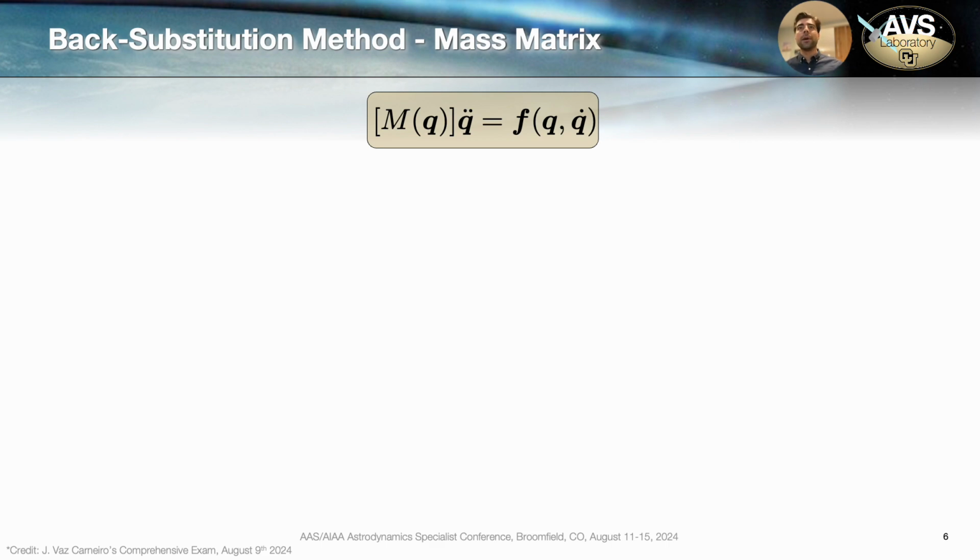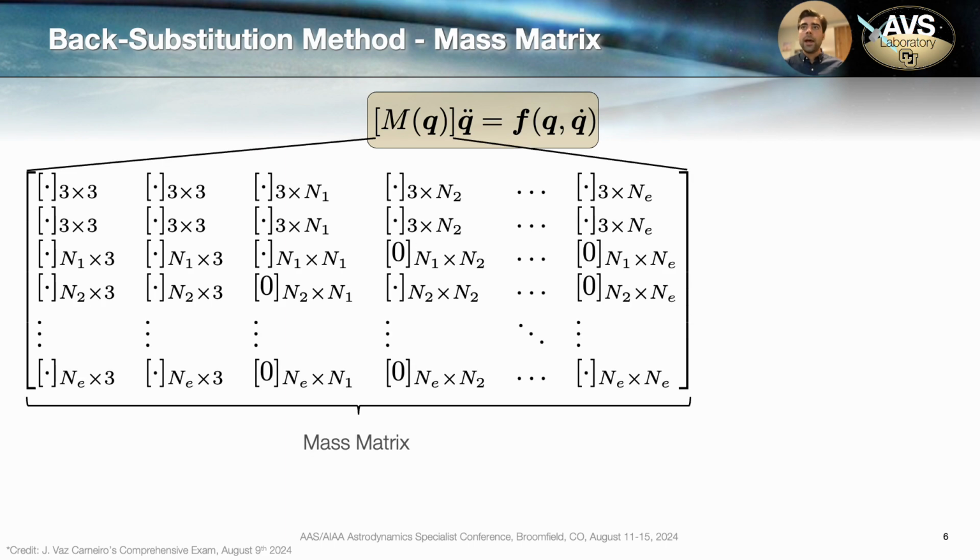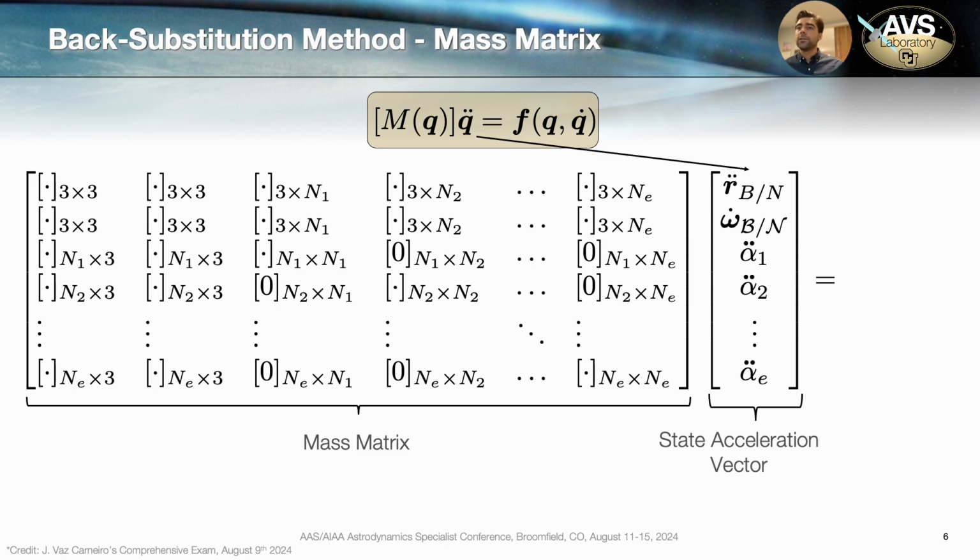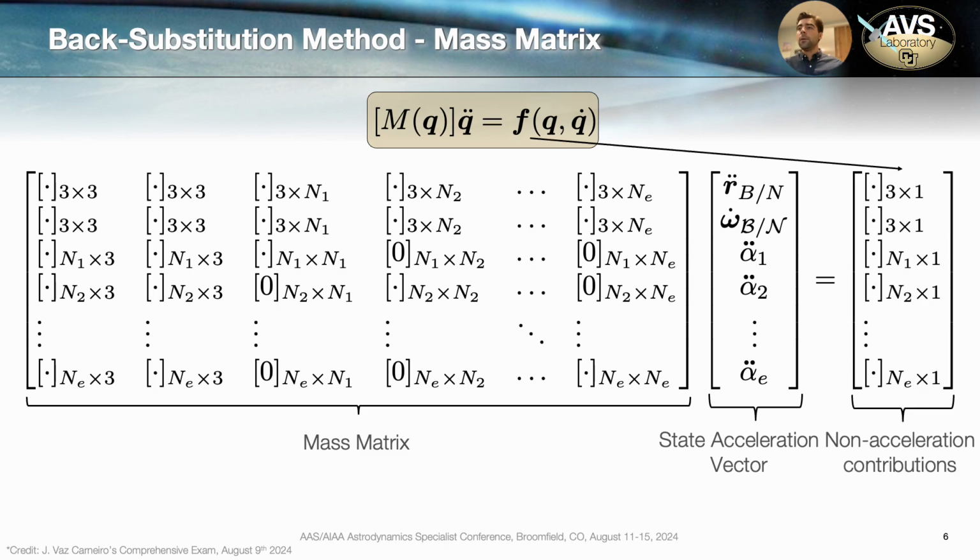Just starting from fundamentals with our dynamics here, this is just F equals ma, but if we expand this equation and start to populate a mass matrix and look at the associated state acceleration vector and push all of our other terms to the right-hand side, these non-acceleration terms, we see here our r double dot BN and omega dot BN in our state acceleration vector, so that's our hub's translational and rotational acceleration, and then we have just a list of however many component states here, component accelerations.